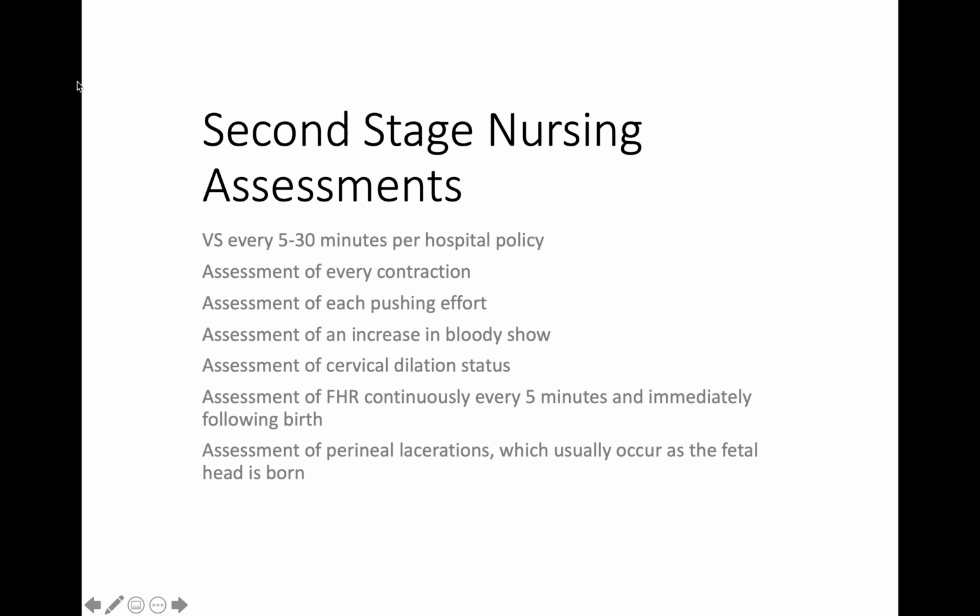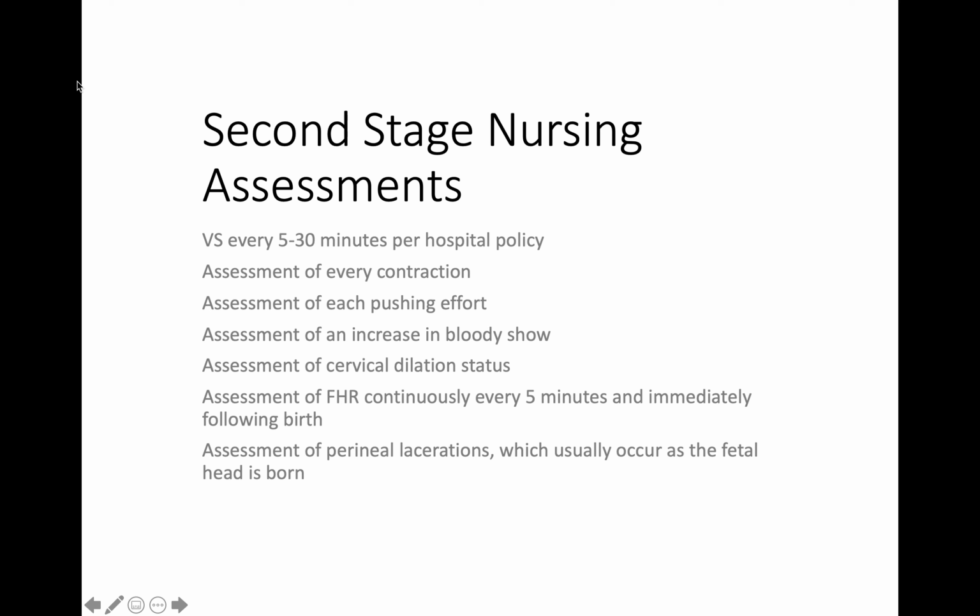Okay, now second stage nursing assessments, and of course this is what I call showtime, because the baby is coming. And vital signs every 5 to 30 minutes per hospital policy. Again, we know if they're high risk, they're going to be every 5. If it's a normal delivery, every 15. And it depends. If it's normal and everything's been fine, but all of a sudden there are a lot of late decelerations, what's the cord doing? What's the baby doing? We may increase that to every 5.